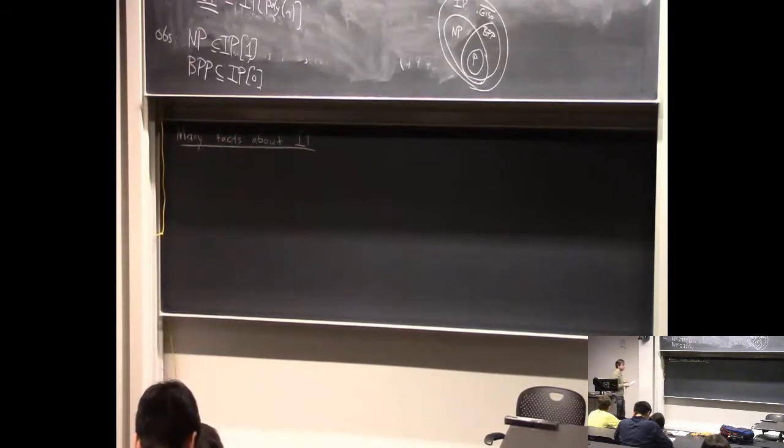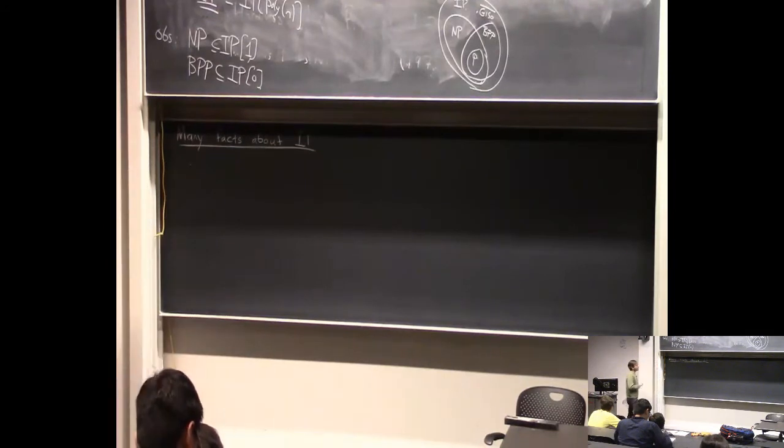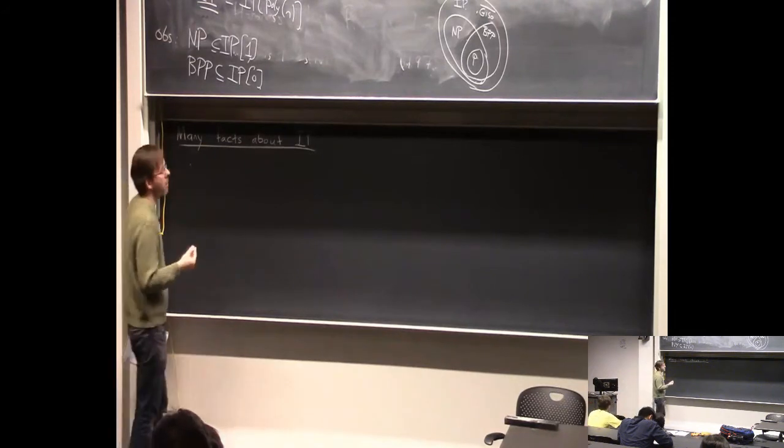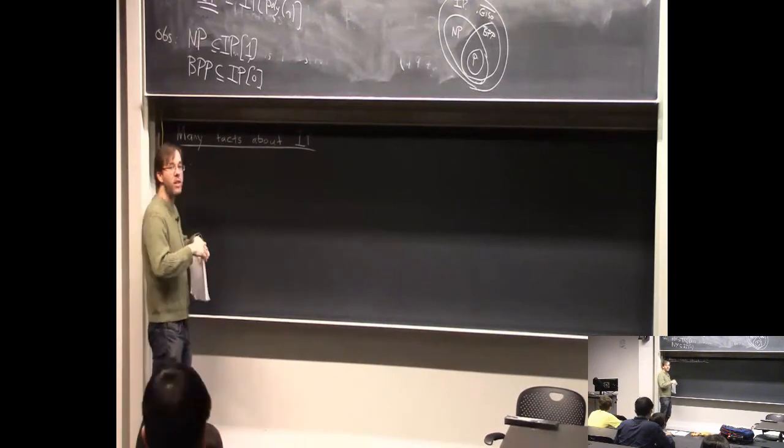OK, we will not, unfortunately, prove any of these, but it'd be good to know. Let me just get a few basic things out of the way. So one thing is we allowed the verifier to be randomized. Maybe we should allow the prover to be randomized. Well, you can if you want, but it doesn't help in the sense that it doesn't give you the ability to have proof systems for more languages.